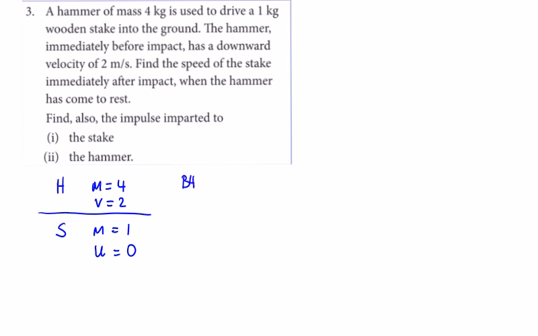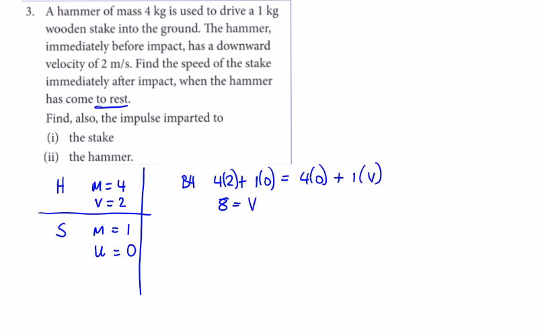Okay, so before are these two. We have mv, so 4 times 2 plus m, which is 1, times 0. That's what's going on before. Then that has to be equal to what's happening afterwards. And what we're told is the hammer has come to rest. So that's going to be my 4 times 0. And then we have the mass of the stake, and we're looking for its velocity. So we have 8 is equal to V, quite simply, because we have 2 zeros. And that is in meters per second.